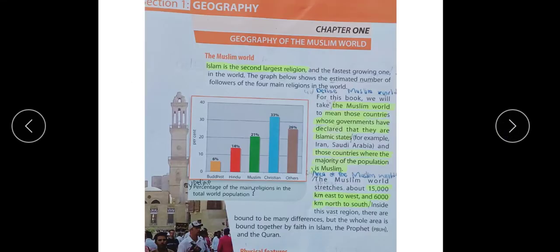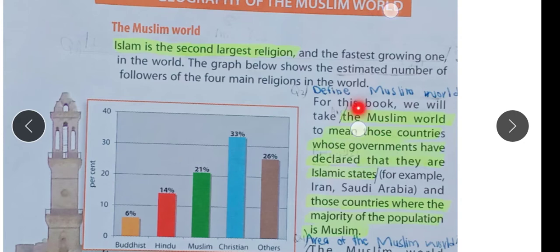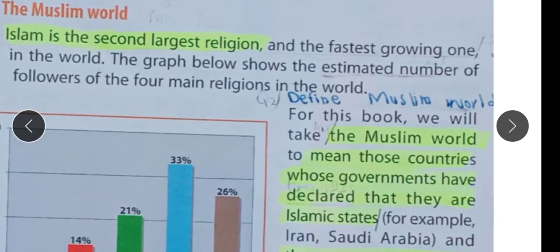Okay boys, so please do pay attention to me. The Muslim world: Islam is the second largest religion and the fastest growing one in the world. The graph below shows the estimated number of followers in the four main religions in the world. So these lines are telling us that Islam is the second largest religion of the world, and this is the graph.